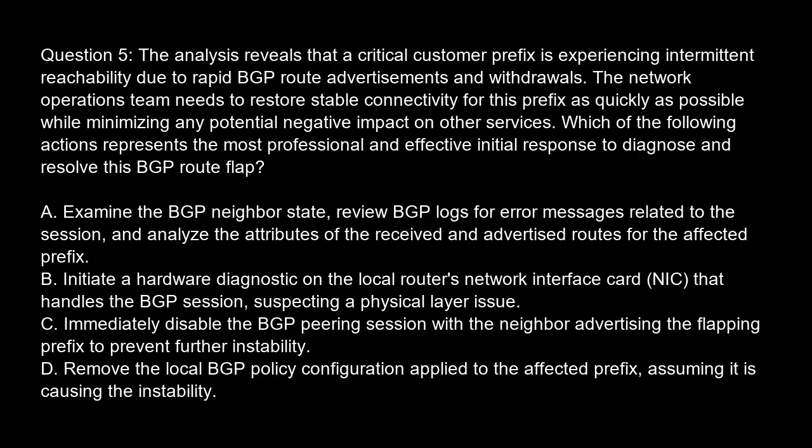Option B. Initiate a hardware diagnostic on the local router's network interface card, NIC, that handles the BGP session, suspecting a physical layer issue. Option C. Immediately disable the BGP peering session with the neighbor advertising the flapping prefix to prevent further instability. Option D. Remove the local BGP policy configuration applied to the affected prefix, assuming it is causing the instability.